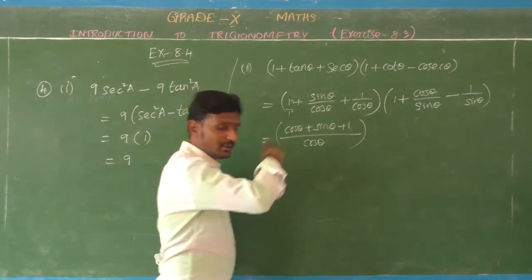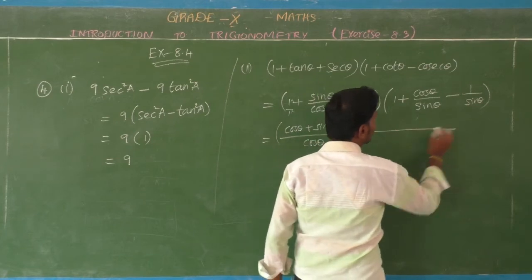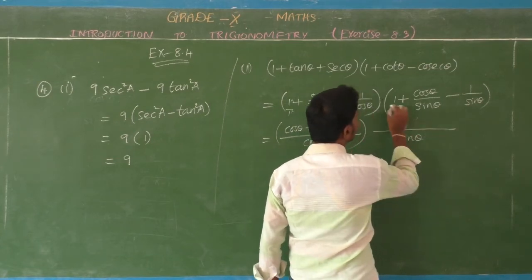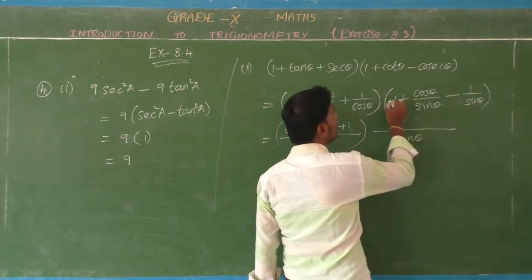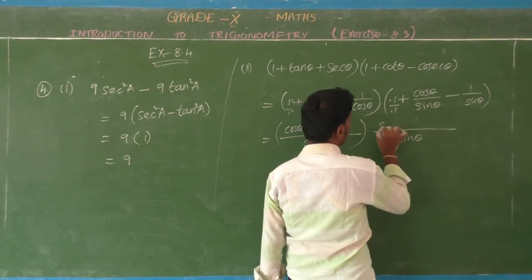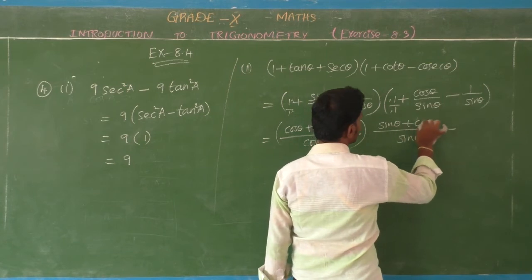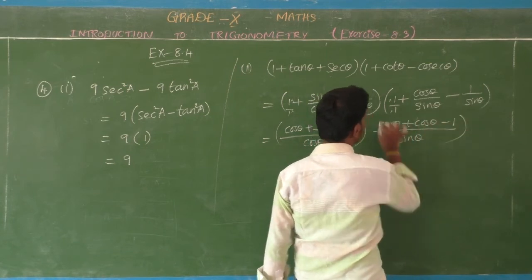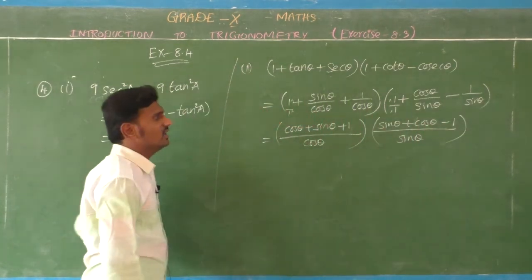Coming to the second bracket, you have the LCM of sin theta. So here 1 only is there, so multiply both numerator and denominator to get sin theta. So sin theta plus cos theta minus 1. Have you got it, children?